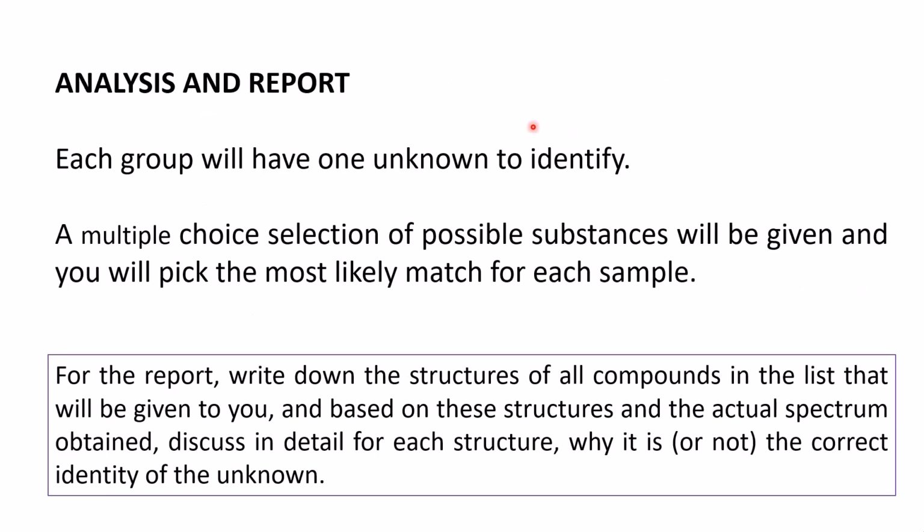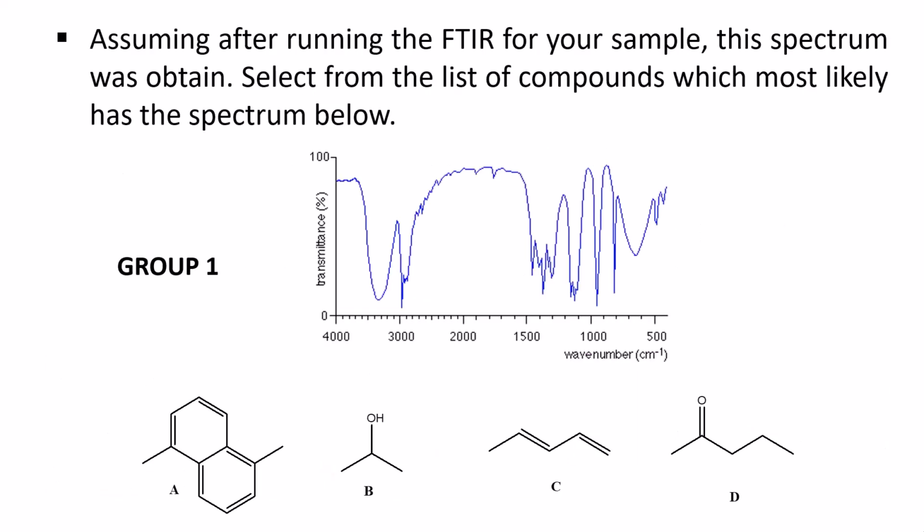Now, each group will have one unknown to identify. A multiple choice selection of possible substances or molecules will be given, and you pick the most likely match for each sample. So for the report, you write down the structures of all possible compounds in the list that will be given to you. And based on these structures and the actual spectrum that is obtained, we discuss in detail for each structure why it is or why it is not the correct identity of the unknown.